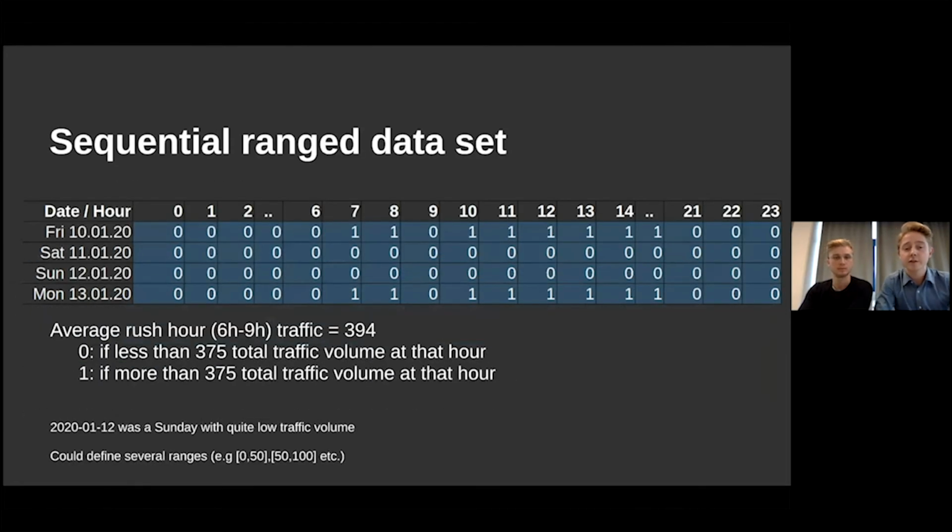We then changed this into ranges. So now all the numbers have disappeared, so the distribution is far easier to understand. And zeros here represent that there's less than 375 cars passing through the junction at that hour, and 1 represents that there are more. This is very close to the average rush hour traffic at this junction, which is around 394 cars. And of course, this cutoff range of 375 is a chosen cutoff range. We could have had a lower range, but we're interested in the rush hour traffic.